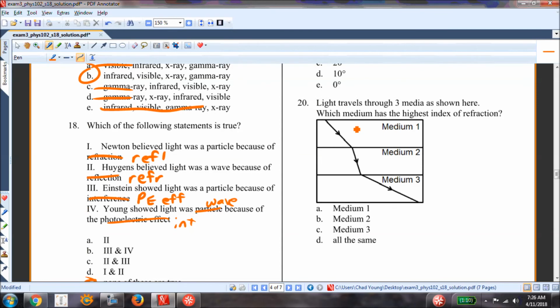Light travels through three media, as shown here. Which has the highest index of refraction? Okay, so here it slows down so that this can travel around. That means that N2 is bigger than N1. Here, it speeds up so it travels in that direction. That means that N2 is bigger than N3. Oh, well, we can just stop right there. It doesn't even matter the relationship between N1 and N3, because I know that N2 is bigger than both of them. So B is the right answer for number 20.